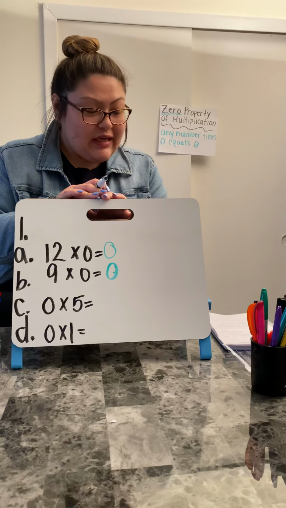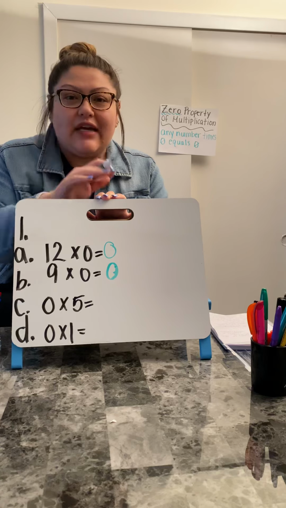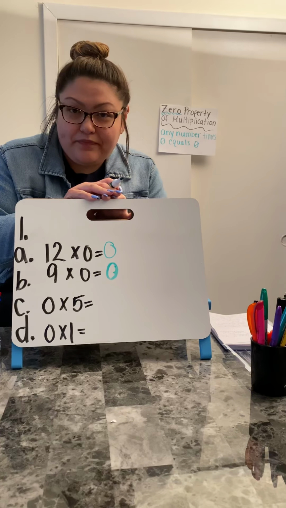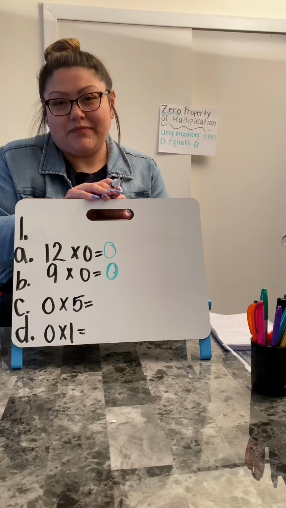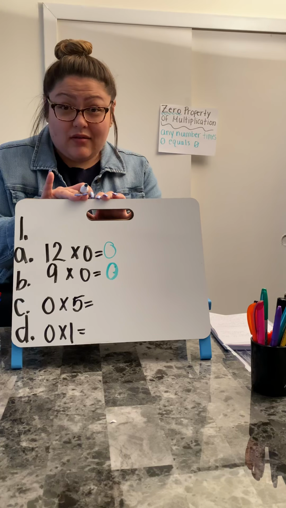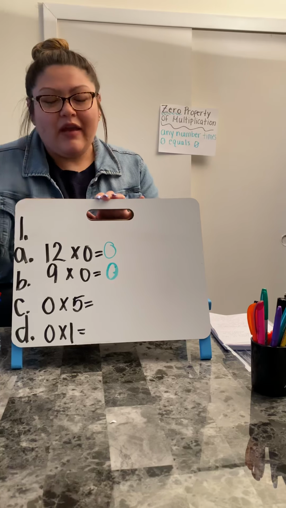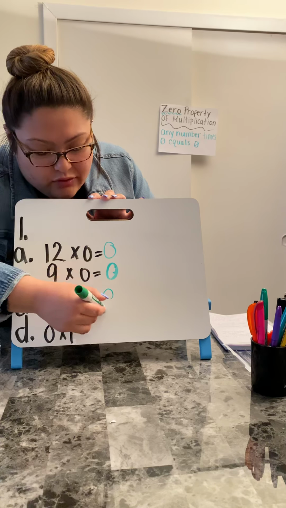So C says 0 times 5 and D says 0 times 1. Go ahead and try those on your own. Did you get it? Easy, right? So 0 times 5 equals 0.